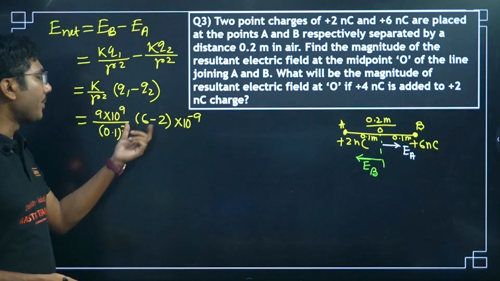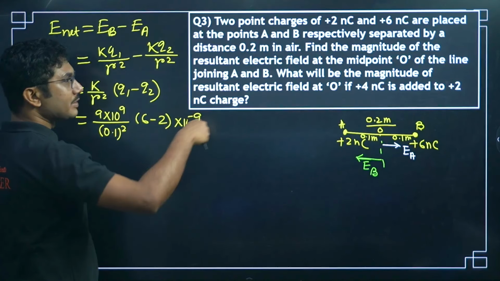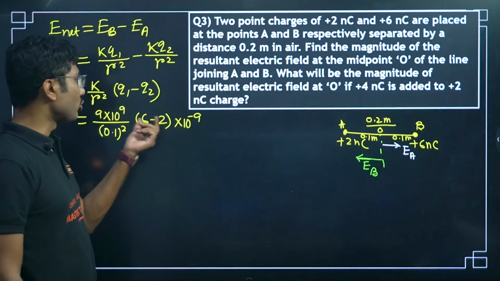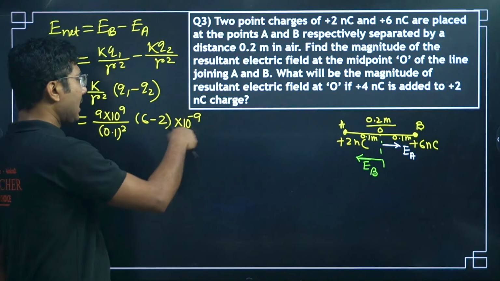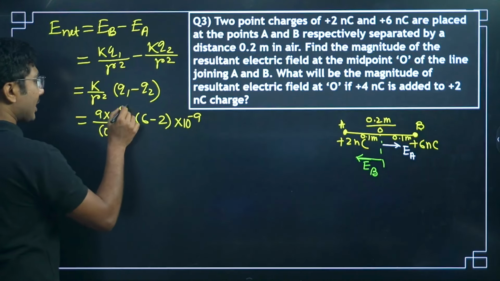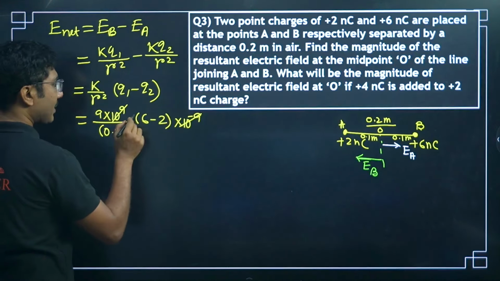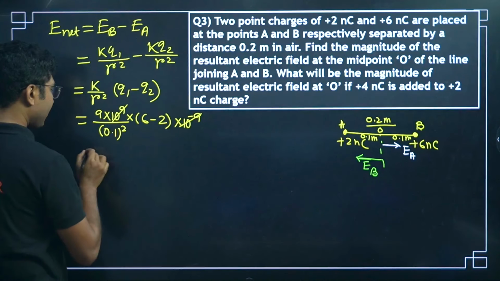Because both charges are nanocoulomb, I have taken it common and written it smartly as 6 minus 2 into 10 to the power of minus 9. Both of them have 10 to the power of minus 9, so it will be common, and that is why I have written it like that. Now, 10 to the power of 9 and 10 to the power of minus 9 will cancel because all of them are in the multiplication form. So, they will cancel. Now, let us simplify this.